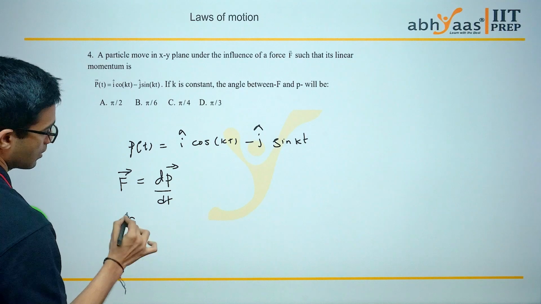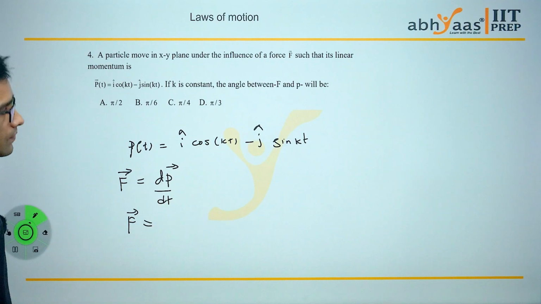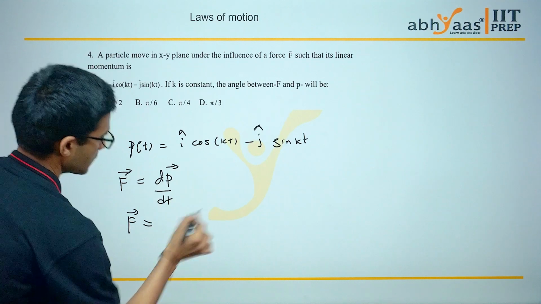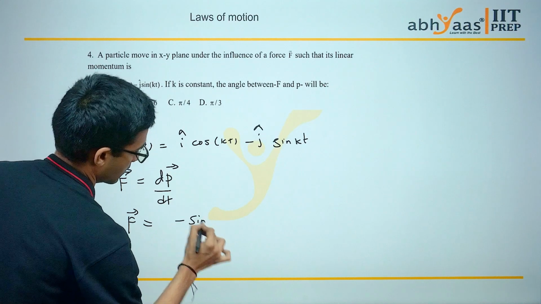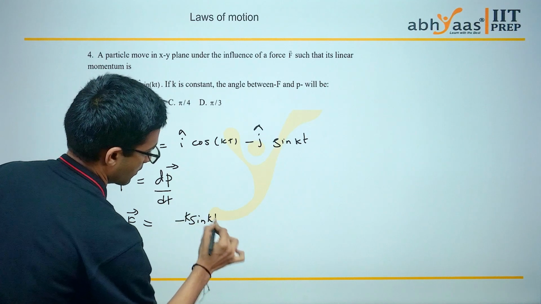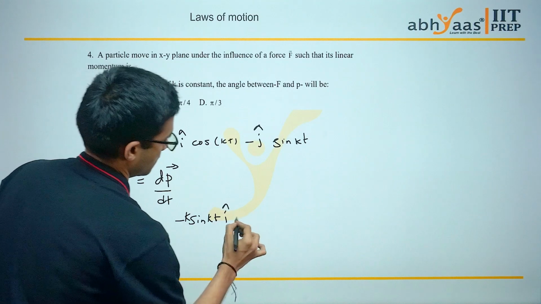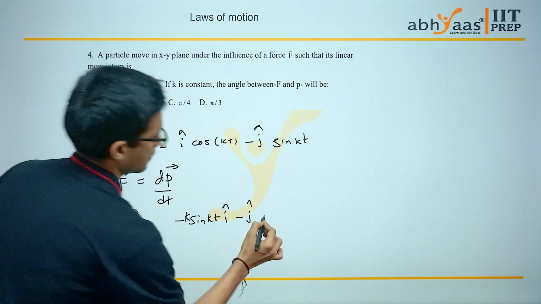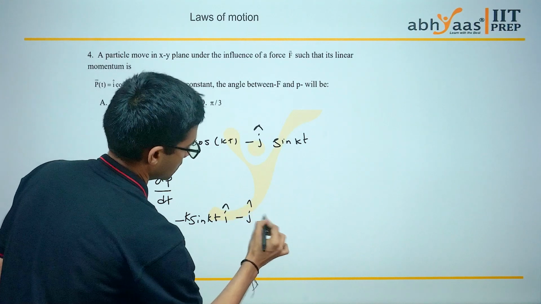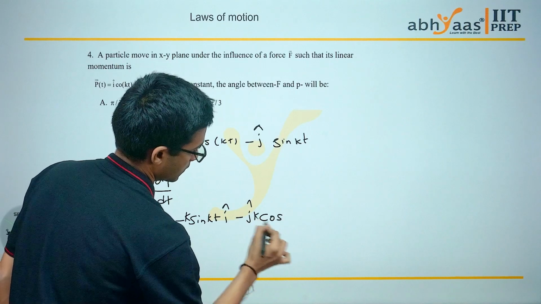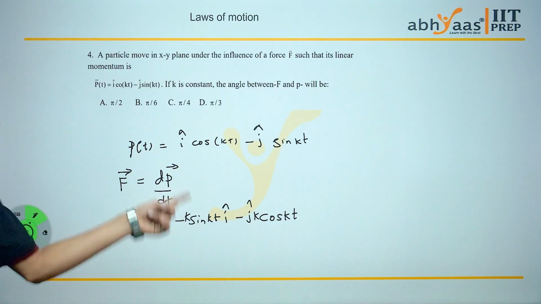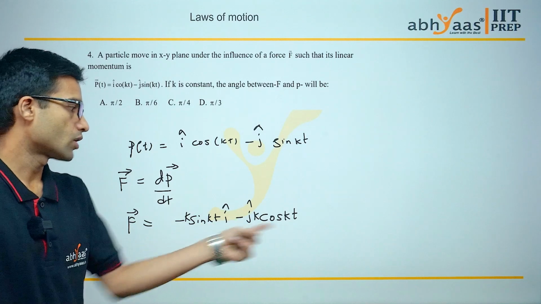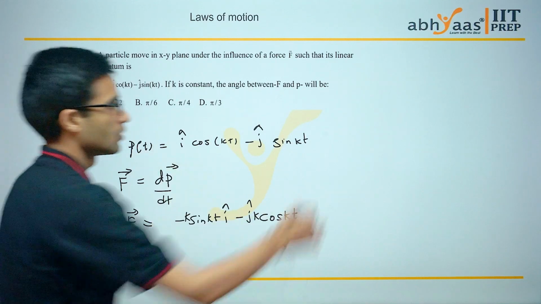So F bar, you just differentiate this one. If you differentiate cos kt, you will get minus k sin kt i cap, and for sin, cos is the differentiation. So minus k sin kt i cap minus k cos kt j cap.